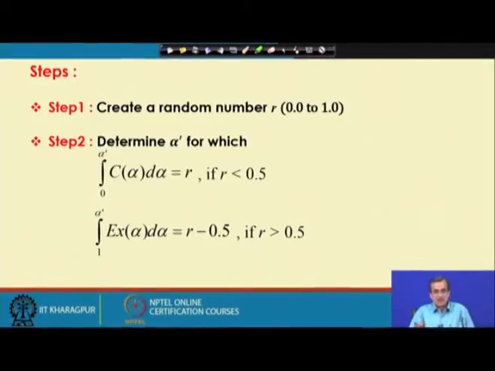Now, here I just want to mention that if r is found to be exactly equal to 0.5, then alpha prime will become equal to 1, and we will be getting the stationary crossover. And moreover, in the contracting zone, the alpha prime will be less than 1.0, and in the expanding zone, the alpha prime will be more than 1.0.